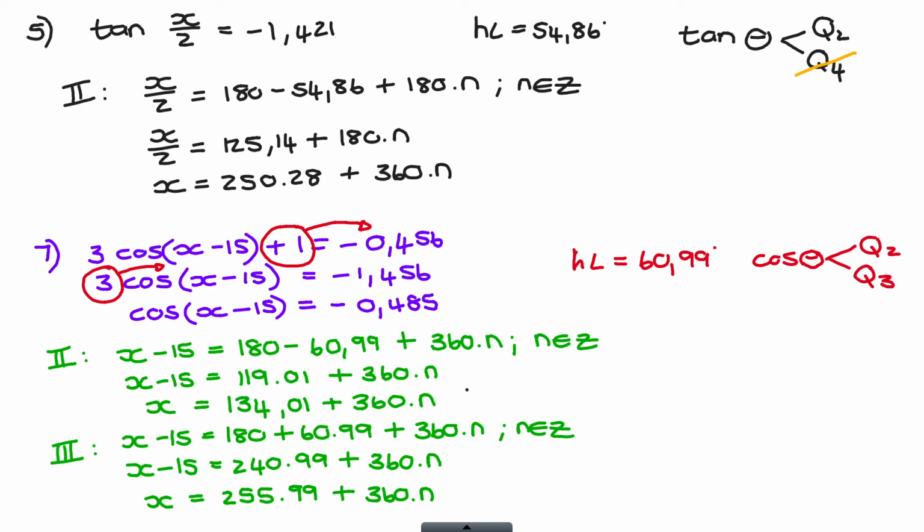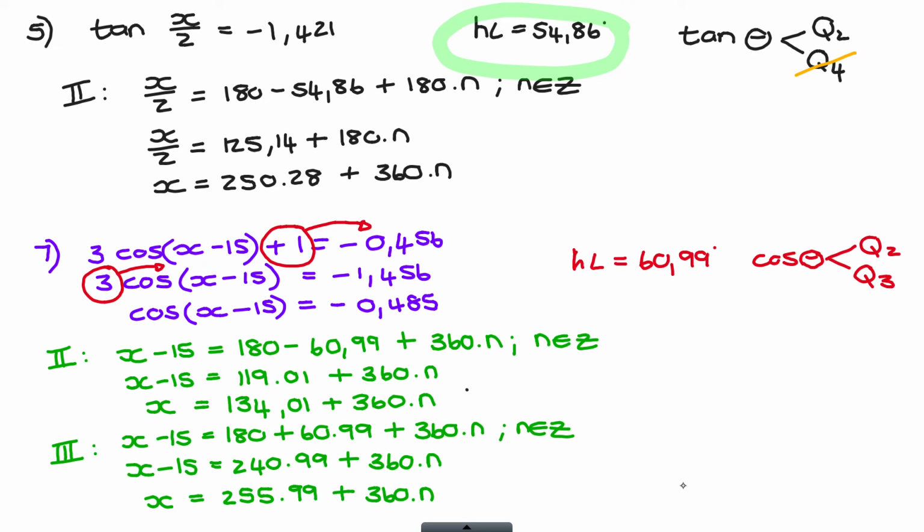Okay, number 5. Tan x over 2 is equal to minus 1,421. Okay, so we first get our help angle. Don't use the negative. Okay? So shift tan 1,421, and that would give you the 54,86.